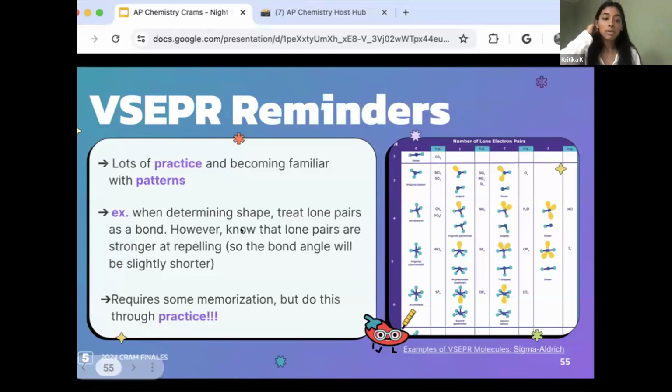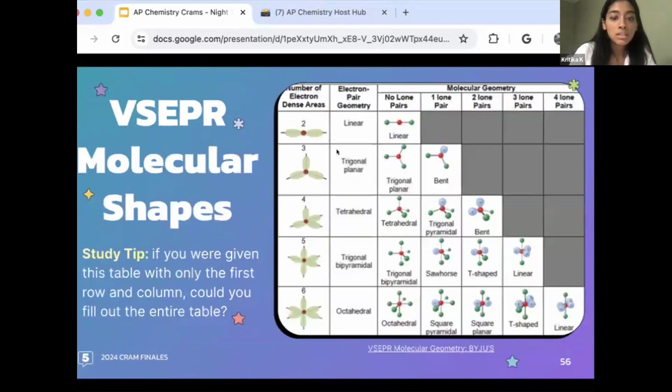It does require some memorization, but instead of just looking at the chart and memorizing everything, do some practice. So this is a chart of some molecular shapes. I think this one is a better representation than the other chart. That one was a little confusing. The study tip that they suggested is: if you were given this table with only the first row and column, could you fill out the entire table? If you want to screenshot this, I'll leave it up for another couple seconds and then move on.